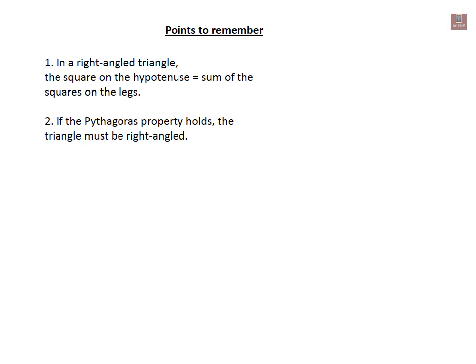So, here we have to remember some points. I think you must have got it. The square of the hypotenuse is equal to the sum of the squares of its legs. This point you know. The second point you should know is, if the Pythagoras property holds, then the triangle must be a right angle triangle. Okay. Vice versa also. If it is a right angle triangle, then the Pythagoras property holds. If Pythagoras property is holding, then it must be a right angle triangle.